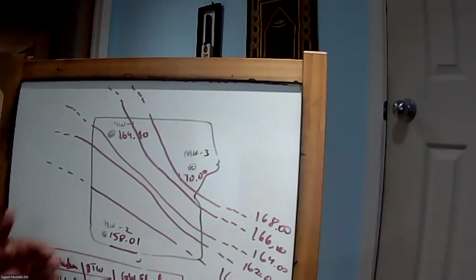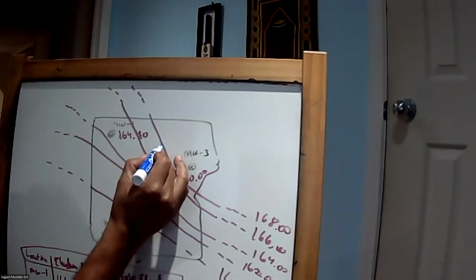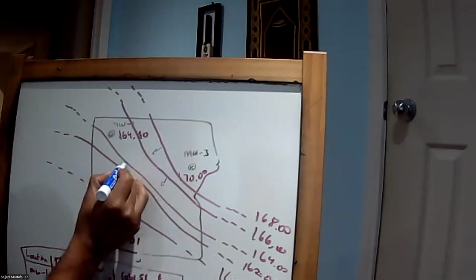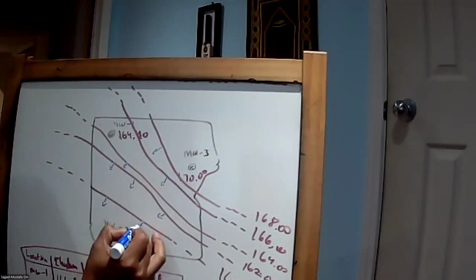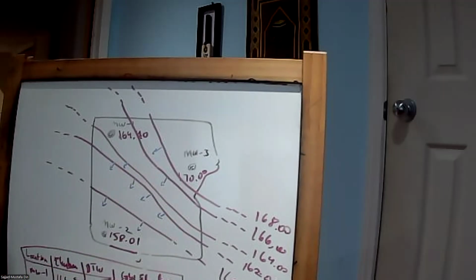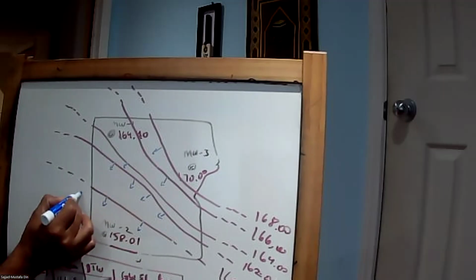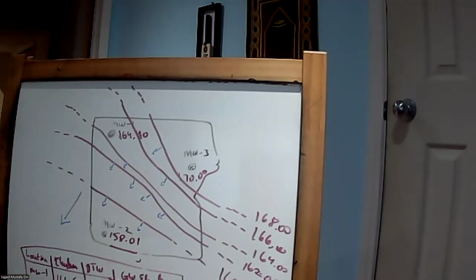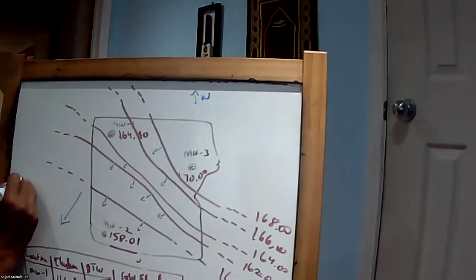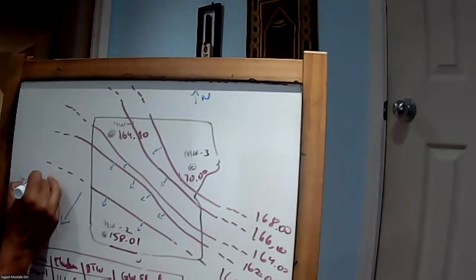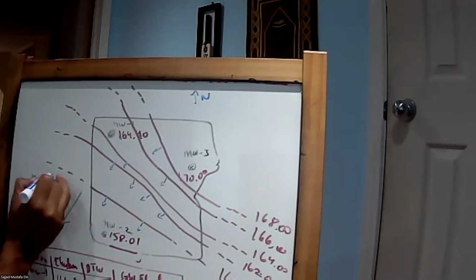So these contours can now tell us which way the groundwater is flowing. What you do is you draw arrows perpendicular to the contours. In general, you can say the groundwater is flowing this way. And if this is north, you will say the groundwater is flowing southwest.